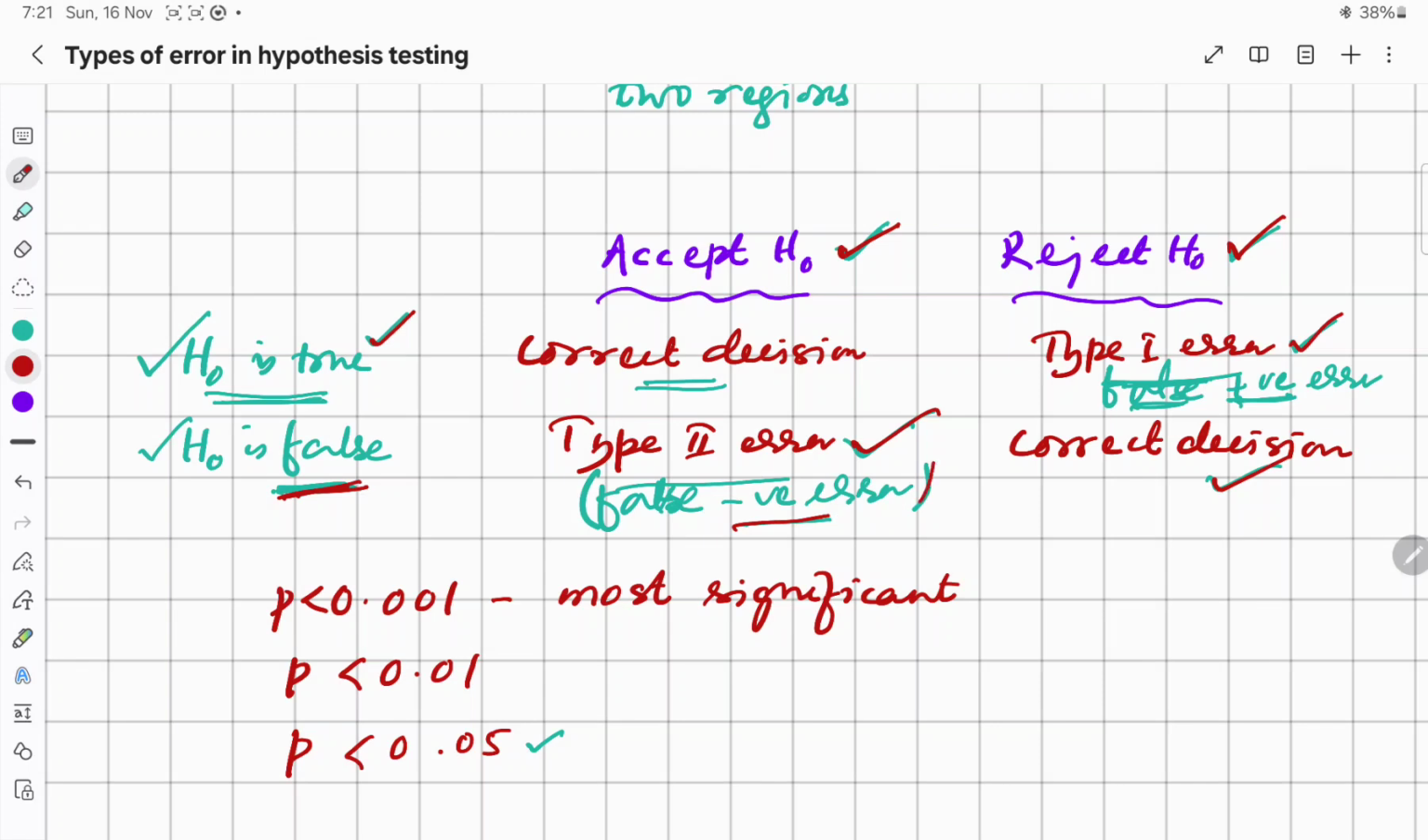So this is all about the two types of error which occur during hypothesis testing.